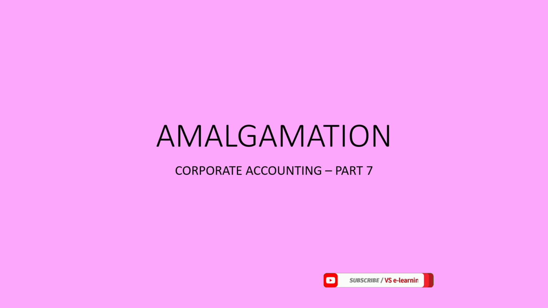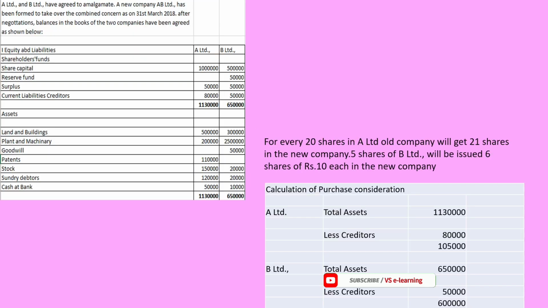Hello everyone. In today's video, we are going to see amalgamation in corporate accounting. In this amalgamation, we are going to see one problem. Here in this problem, A Limited and B Limited have agreed to amalgamate. A new company, AB Limited, is formed, over the combined concern as on 31st March 2018.